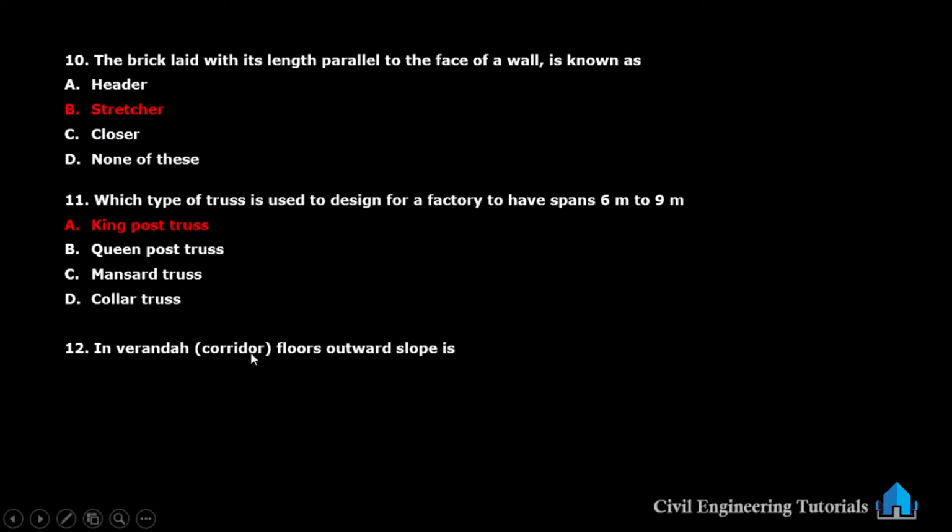In veranda corridor, floors outward slope is option A 1 in 40, option B 1 in 50, option C 1 in 60, option D 1 in 70. So the answer is option C, 1 in 60. In veranda corridor, floors outward slope is 1 in 60.